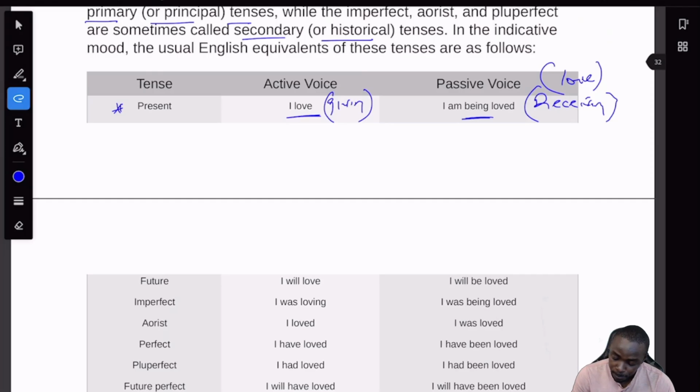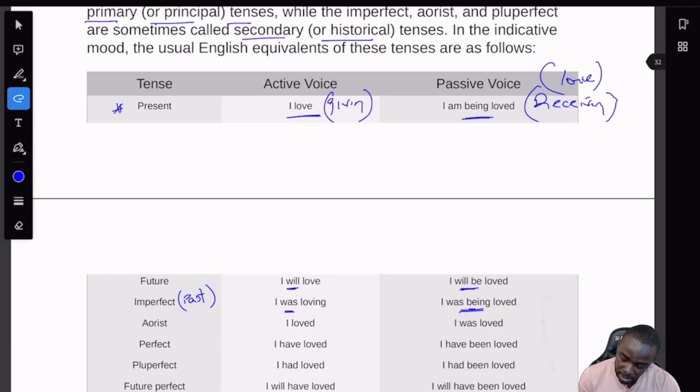All right. Future tense, I will love, meaning I haven't loved yet, but I will love. Future tense, passive, I will be loved. Imperfect, I was loving. Okay, there was a point in time when I was. So the imperfect, you know that this is dealing with the past tense, right? Was loving. I was being loved. Okay, there was a point when I was being loved, but I'm no longer being loved.